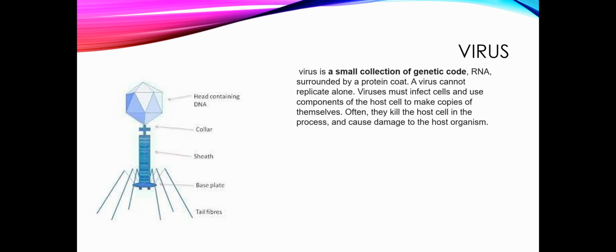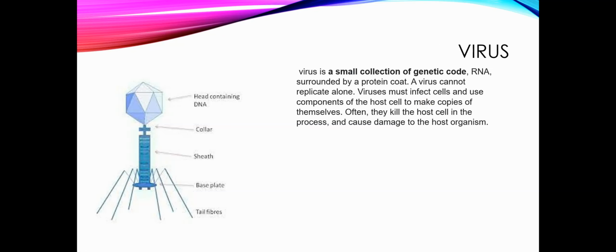So first, could you see this diagram? The cone-shaped or hexagon-shaped thing is the head, which contains the DNA or RNA, and the part right here is the collar. And this is the tail, which is like a body. This is the base plate, and this is the tail fibers. A virus is a small collection of genetic code, RNA or DNA, surrounded by a protein coat.